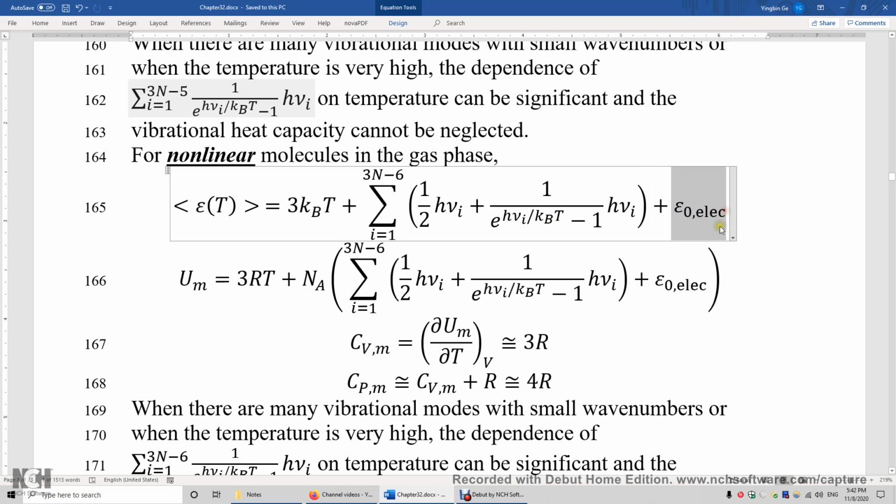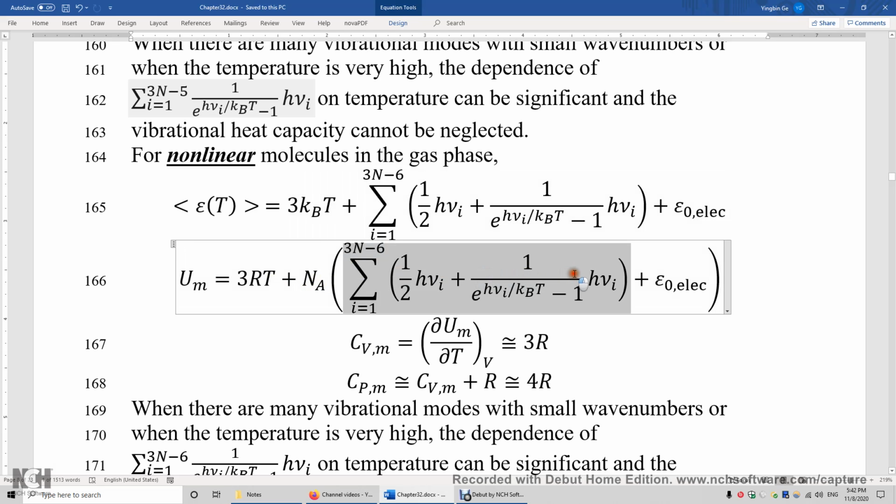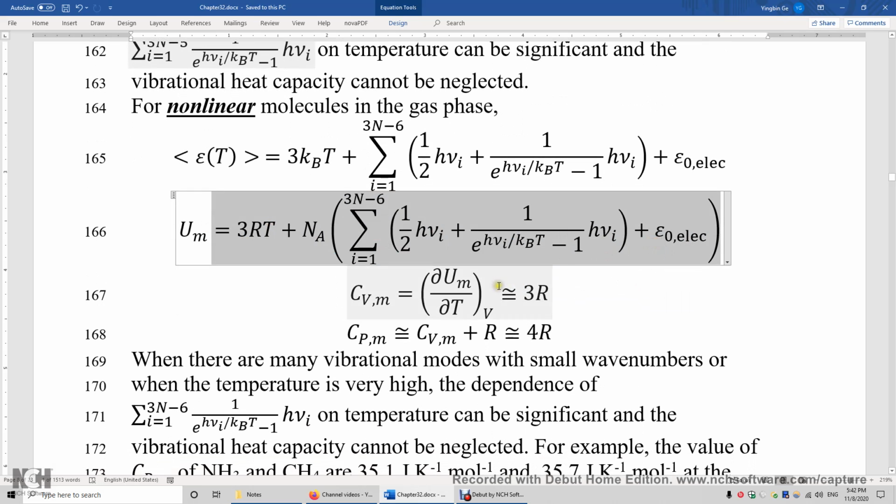Finally, you have just the energy of the electronic ground state. Again, you compute this with a computational chemistry software. If we multiply this by the Avogadro constant, we get the molar internal energy. So it's 3RT plus the Avogadro constant times the average vibrational energy plus this ground electronic state energy. And then by looking at this, we can easily evaluate CVM and CPM.